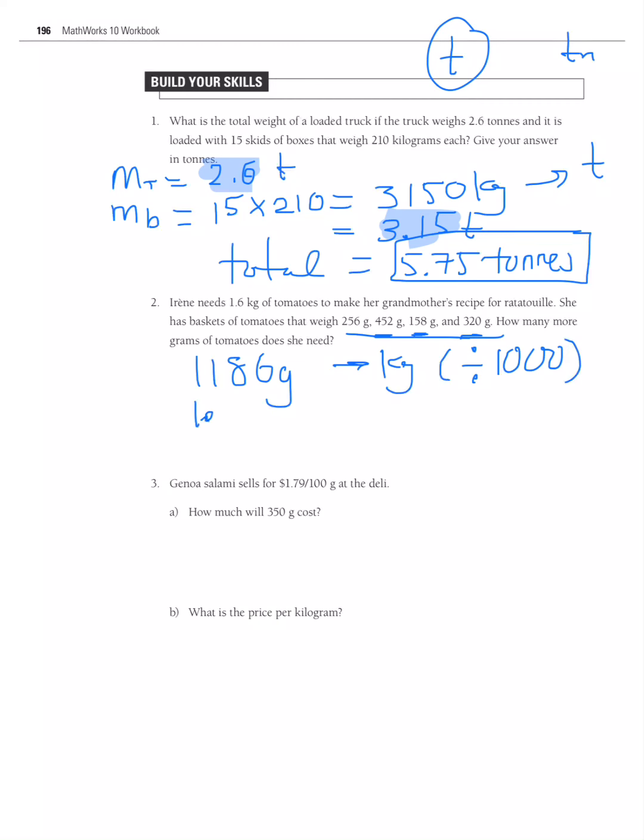And so right now she has 1.186 kilograms. So how many more does she need? Well, she needs 1.6. So we're going to subtract that. So 1.6 minus 1.186. And then, so she basically needs about 0.4 kilograms.